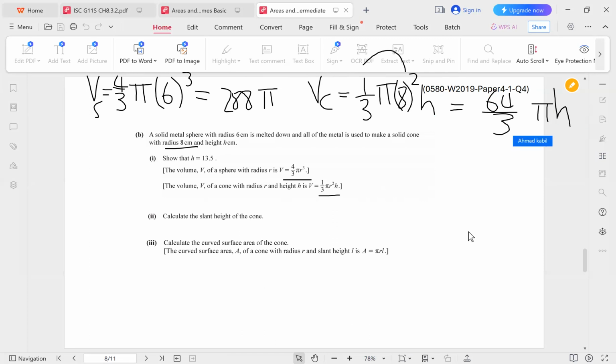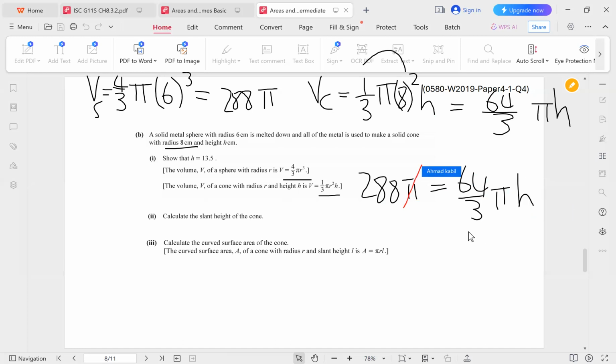Now we want to figure out the value of h. So let's equate the two equations together. We have 288 pi equals 64 over 3 pi h. We can remove the pi from both sides. We can take this fraction to the other side, so it becomes 3 over 64 times 288 equals h.